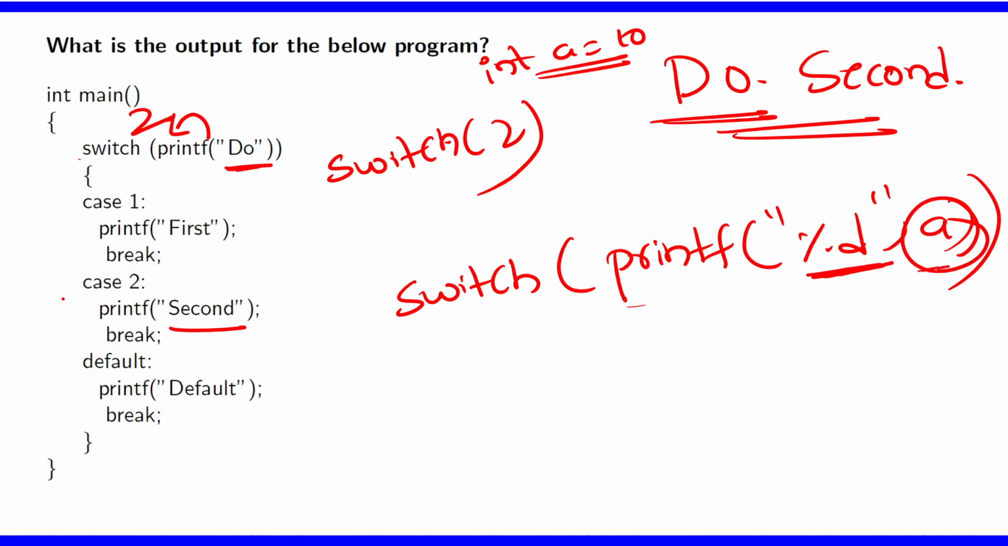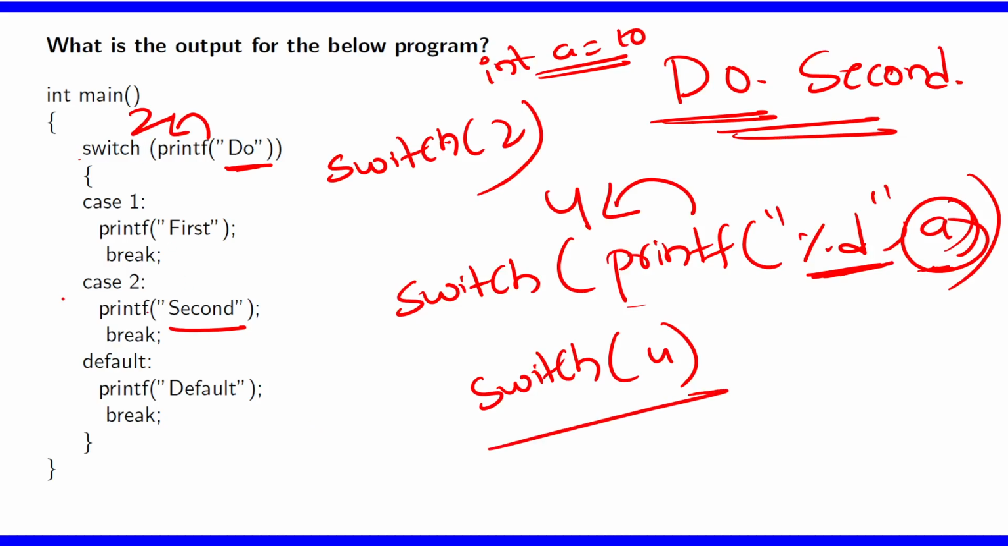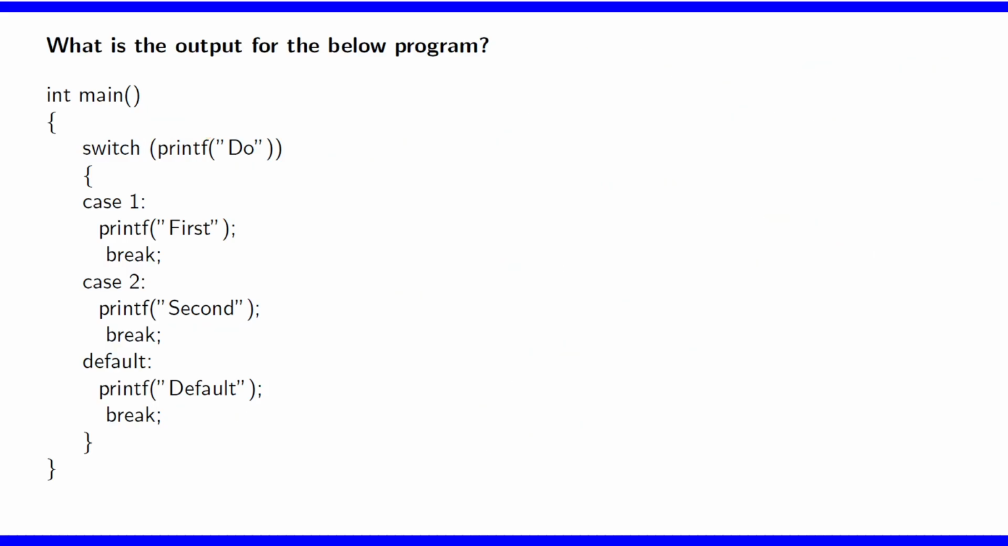So it is printing a here. When it is printing a, the size of this variable is 4 bytes. So printf will return the value 4. Because of this, it becomes switch of 4. So when there are no cases here, it will go to default. Right? I hope you understood this.